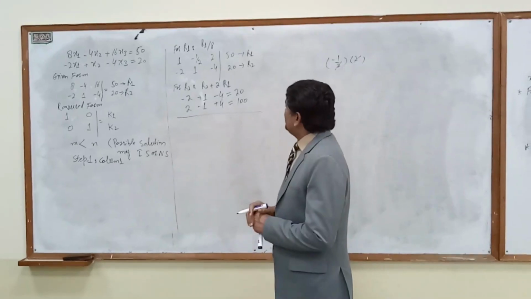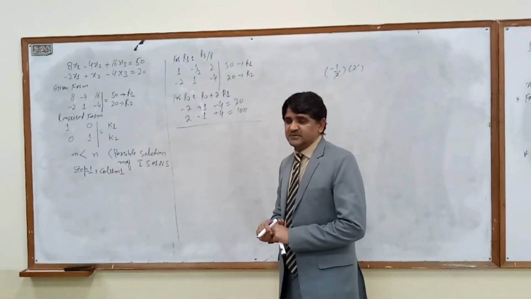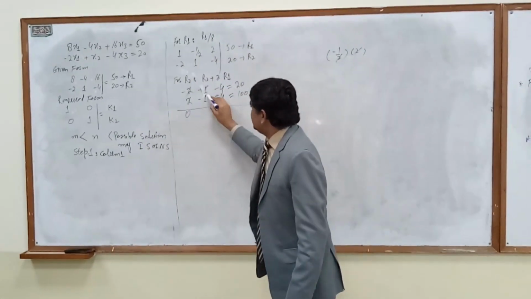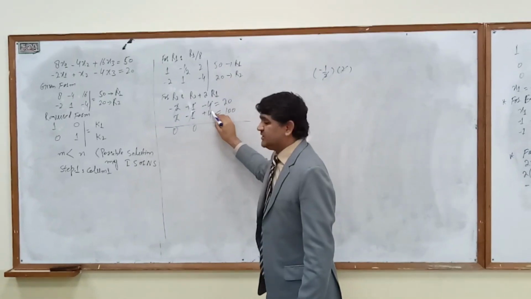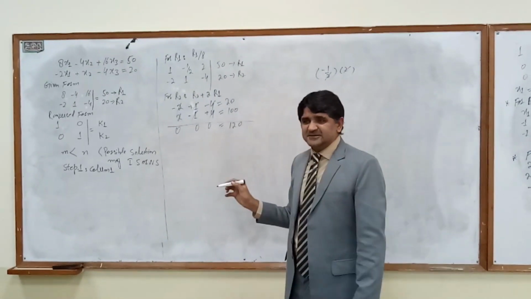So row 2 and row 1 are going to add, the sign will remain the same. 2 and 2 are cancelled, 1 and 1 are cancelled, 4 and 4 are cancelled. Zero is equal to 120. Is it the right statement?